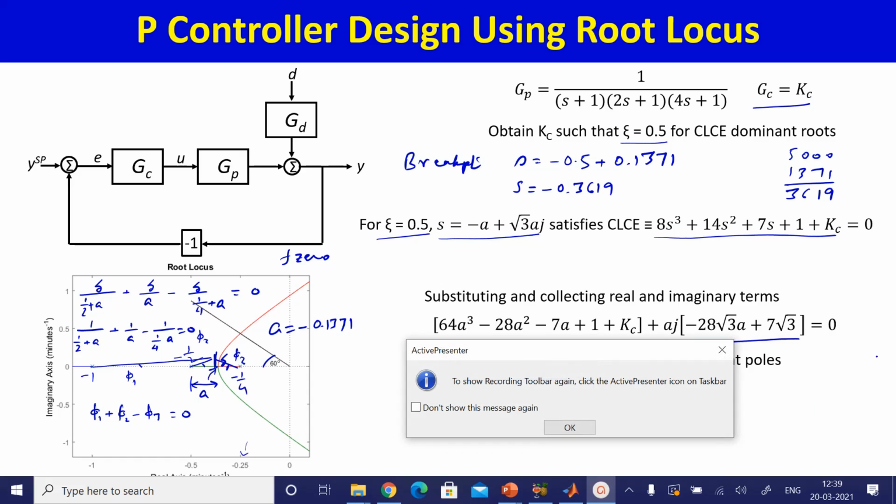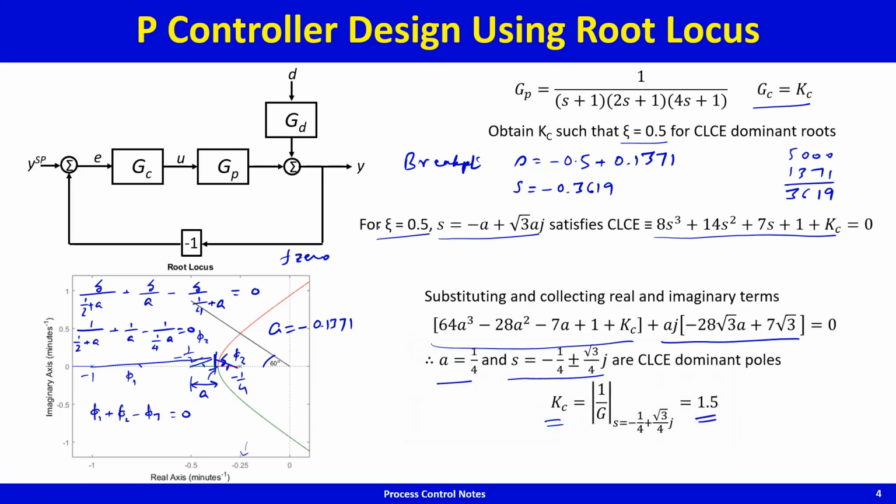You can actually substitute this value of s in the closed loop characteristic equation, and also calculate the corresponding Kc. How do you calculate the corresponding Kc? Well, Kc at the breakpoint will be equal to 1 over the magnitude of Gp calculated at s equal to minus 0.3619.